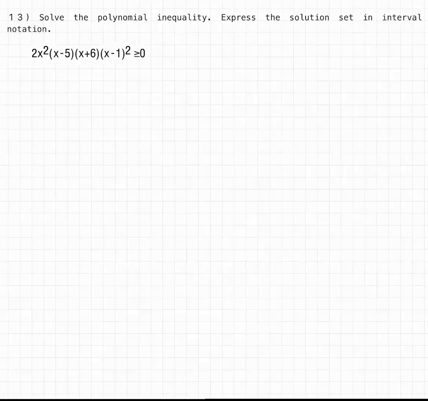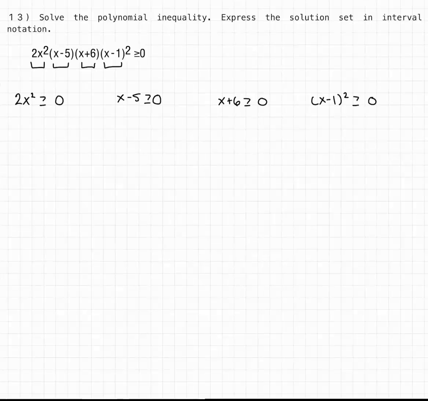So our first step for this is to take each term and set it greater than or equal to 0. So let's go ahead and write that out. Now that we have it written out, let's start with our first term. We divide both sides by 2 to isolate our x, which gets us x squared is greater than or equal to 0. Now we have to square root each side to get rid of the square in the exponent spot. That will leave us with x is greater than or equal to 0.